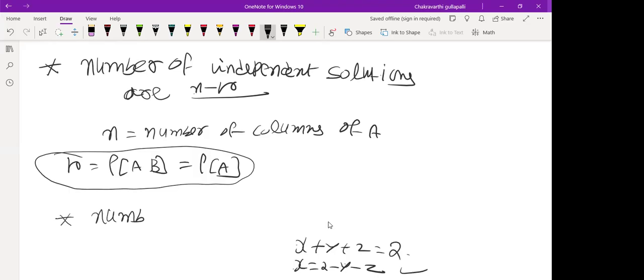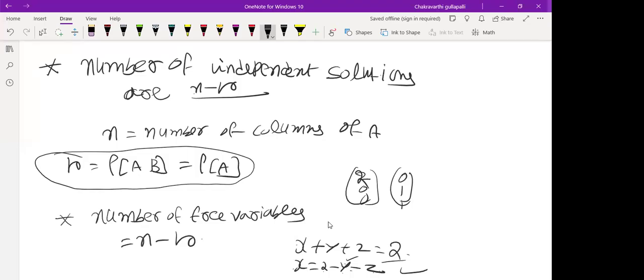Y is 0, z is 0. Then x equal to 2. So 2, 0, 0 is a solution. If you put y equal to 1, z equal to 1, x is 2 minus 2, 0. So 0, 1, 1 is a solution. So you can give any values for y and z. So they are what are called free variables. How many free variables? The number of free variables is given by the same formula, N minus R.